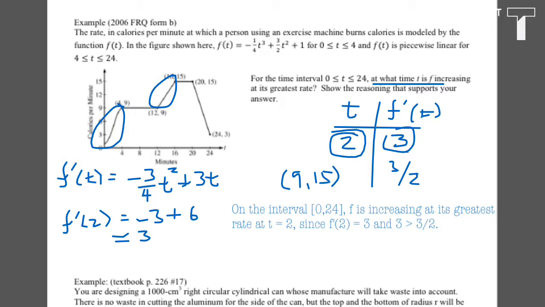So now I can make my final conclusion. On the interval 0 to 24, f is increasing at its greatest rate at time t equals 2, since f prime of 2 is 3, and 3 is greater than 3/2. And I have to specify here, because I had to choose between these two y values, why I chose the 3. Obviously, it's because 3 is bigger than 3/2.